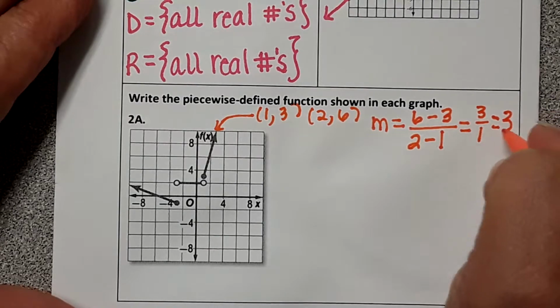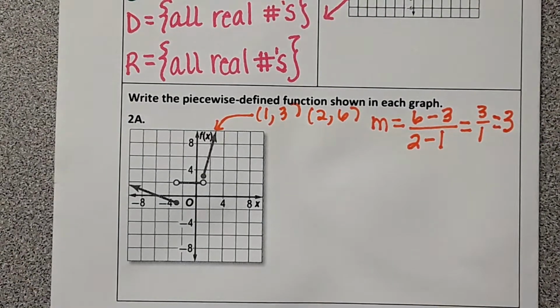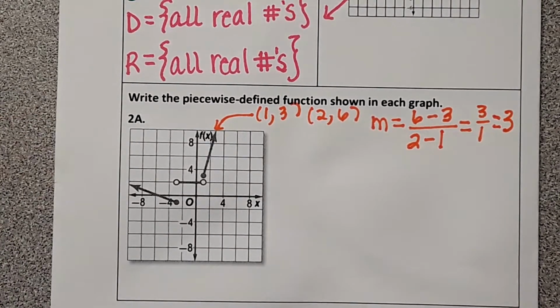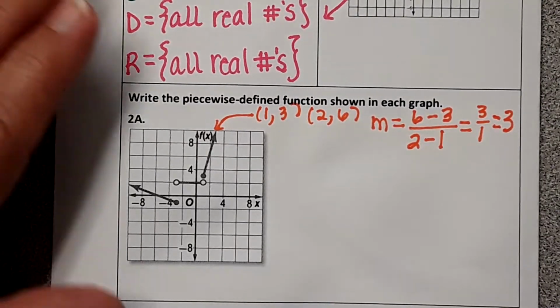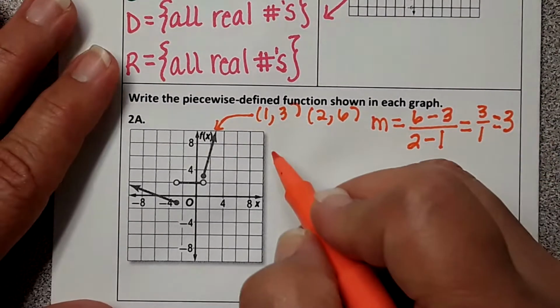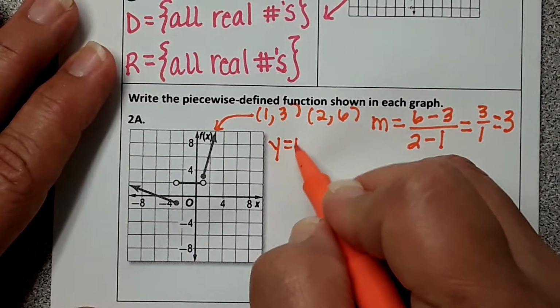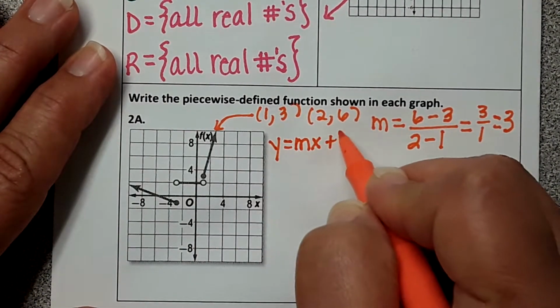3. Because we're writing it in an equation, we're going to get it down to 3. If we were just going to graph it, I would have asked you to leave it as 3 over 1. But because we're writing the equation, we write it as a whole number. Okay, so then we have y equals mx plus b.